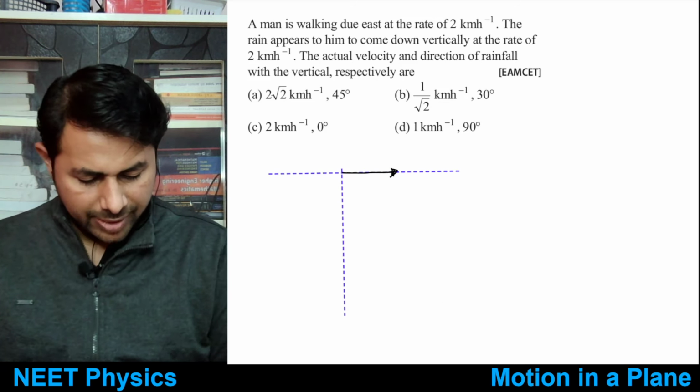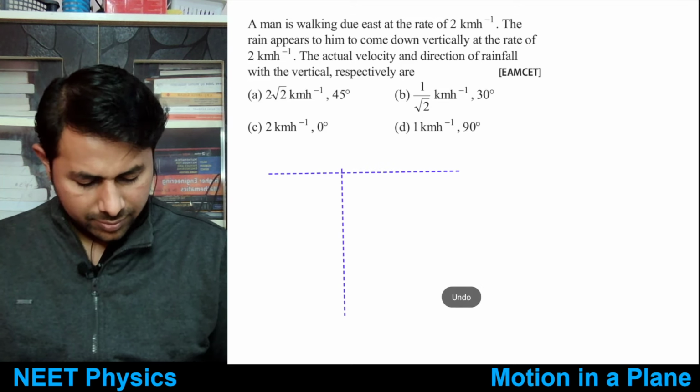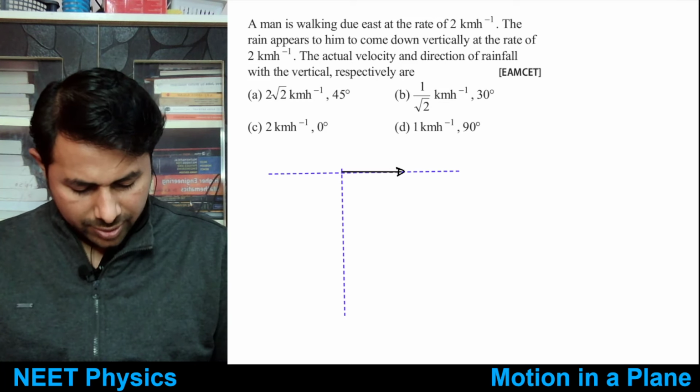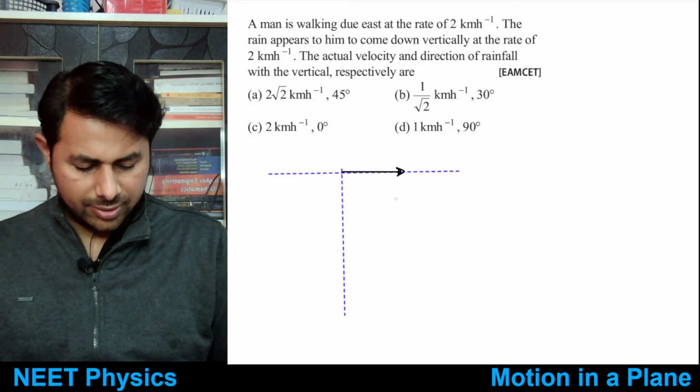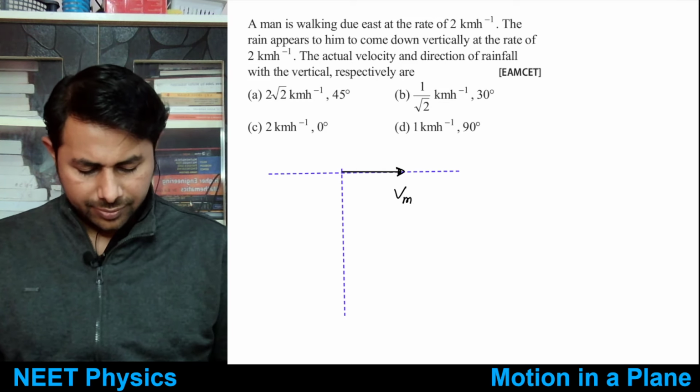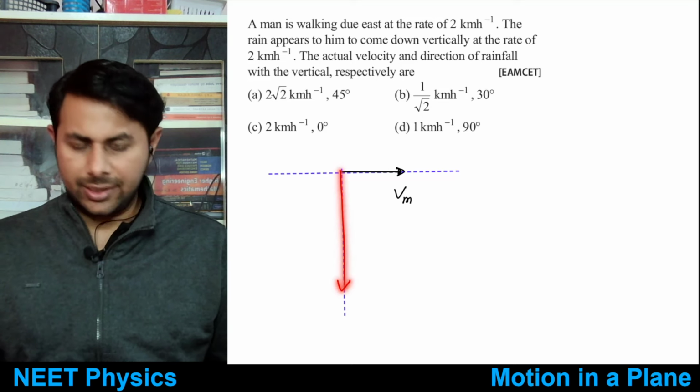And what's the speed of man? 2 kilometers per hour. Speed of man is 2 kilometers per hour. This is the speed of man, let's say. Okay, and the resultant is like this.